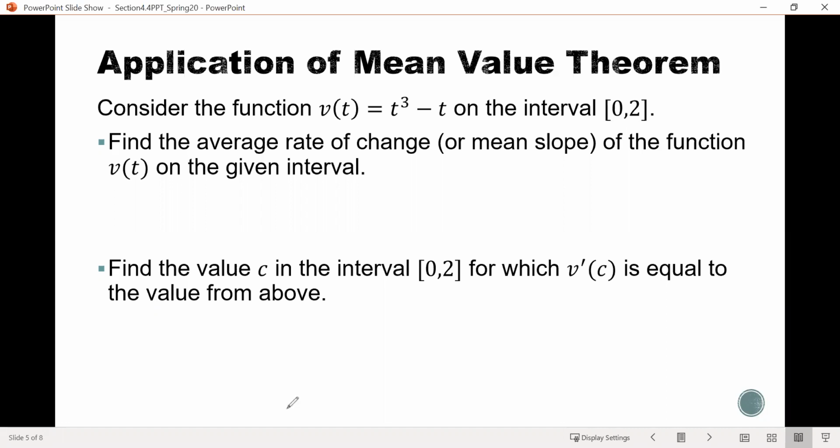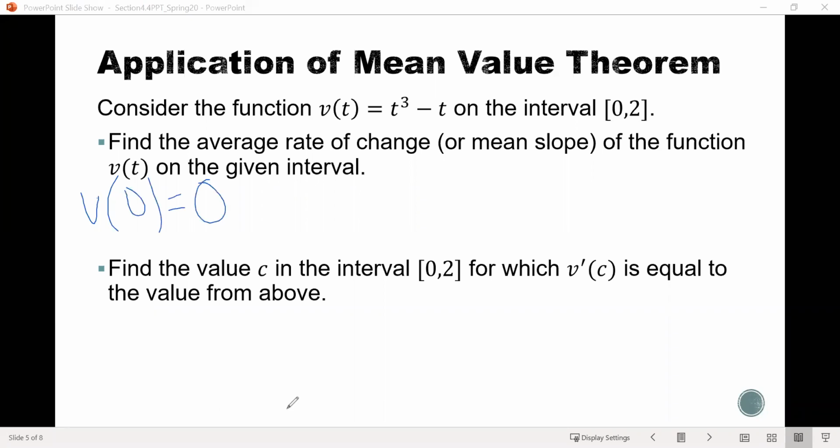We have this function v of t equals t cubed minus t on the interval 0 to 2. We need to find the average rate of change on that interval. So the first thing we need to do is evaluate the function at the endpoints. v of 0 gives us 0, and v of 2 is 2 cubed, which is 8, minus 2, so 6.